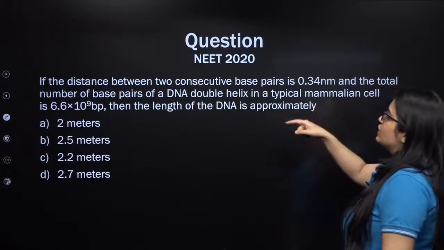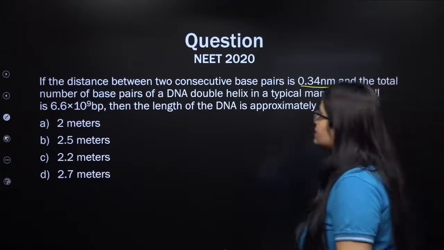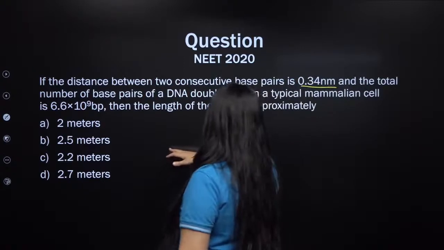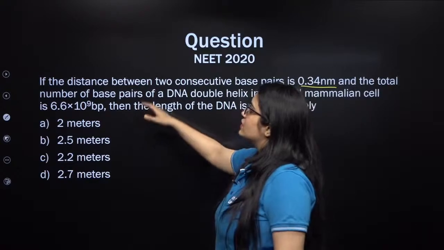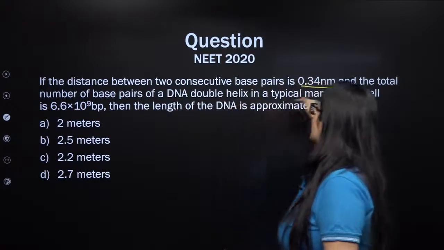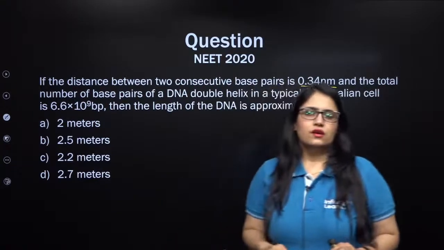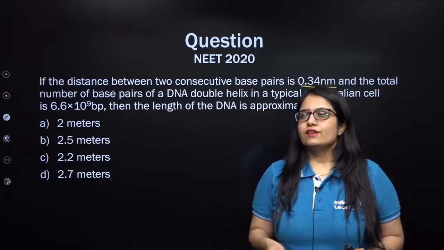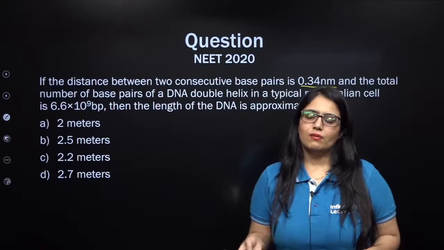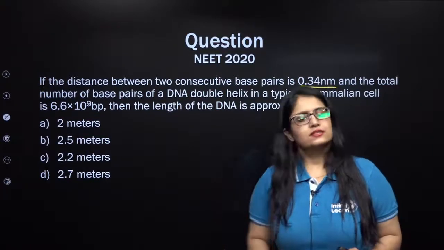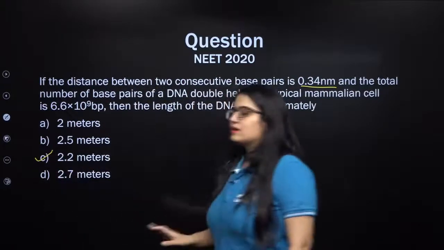If the distance between 2 consecutive base pairs is 0.34 nanometer and the total number of base pairs of a DNA double helix in a typical mammalian cell is 6.6 into 10 raised to power 9 base pairs, then the length of the DNA is approximately. See, my students, the answer to this question is directly given in the form of fact or data in your NCERT, where packaging of DNA or double helical DNA is mentioned. This answer is directly given and the length is actually 2.2 meter, right? So this is something you got to remember.